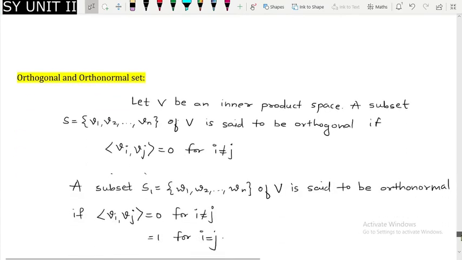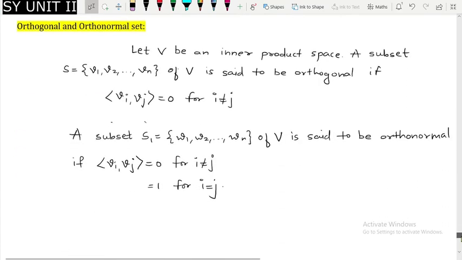Now we are going to move towards the next concept, that is orthogonal set and orthonormal set. So the idea of these sets is easy, okay, and I'll just take a few examples, then you'll understand. So let V be an inner product space. A subset S of V is said to be orthogonal.